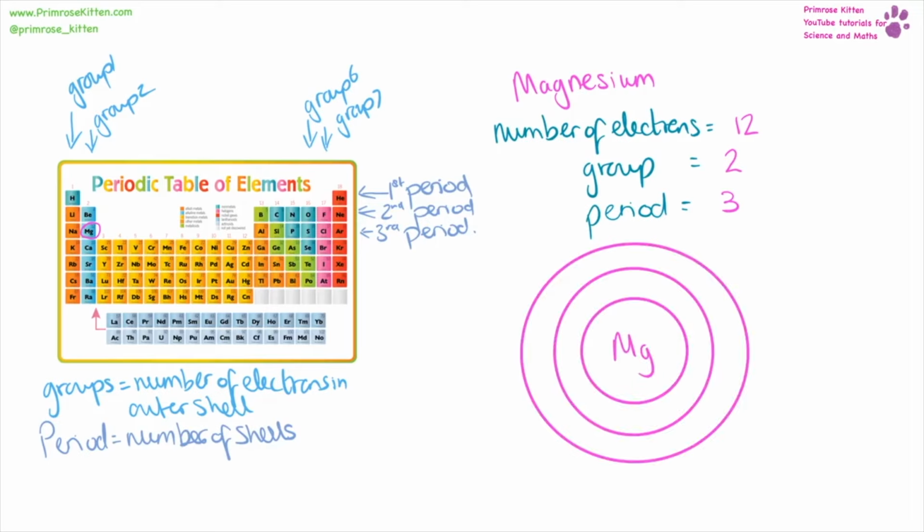So when we want to draw the electronic configuration of magnesium, we know it's in period 3. It's going to have 3 shells. The first thing we can do is draw 3 shells. 2, 8, 2 go on the first shell.